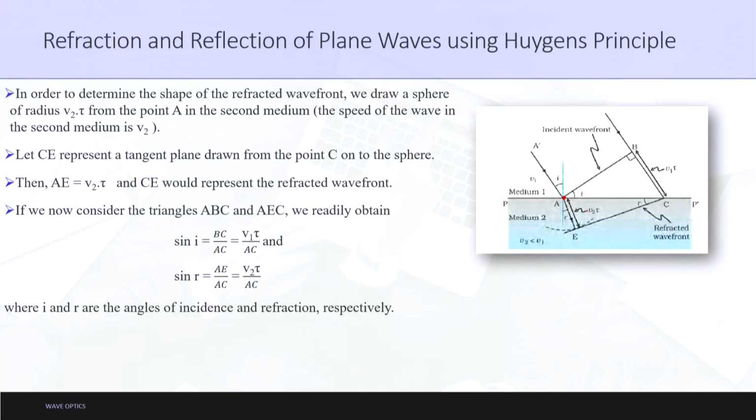Because the wave is propagating in medium 2, we are assuming that the radius will be V2 into tau. So, in order to determine the shape of the refracted wavefront, we draw a sphere of radius V2 into tau from point A, in the second medium. The speed of the wave in the second medium is V2, already given to you in the first slide. Let CE represent a tangent plane drawn from point C to the sphere.